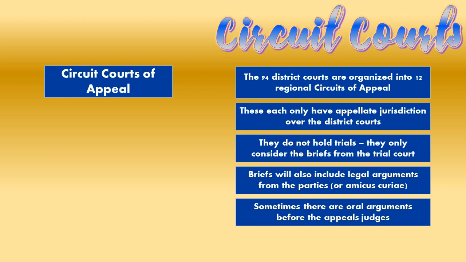Those circuit courts of appeal, there are 12 of these across the country, and the 94 districts across the country are organized into these 12 different circuits. These courts only have appellate jurisdiction, and they only handle their group of district courts. So they cannot hear anything else. They cannot hear things for the first time, and they are only reviewing the decisions of their district courts.